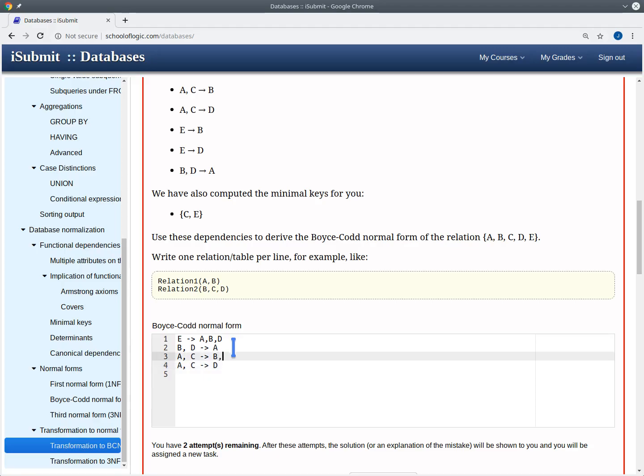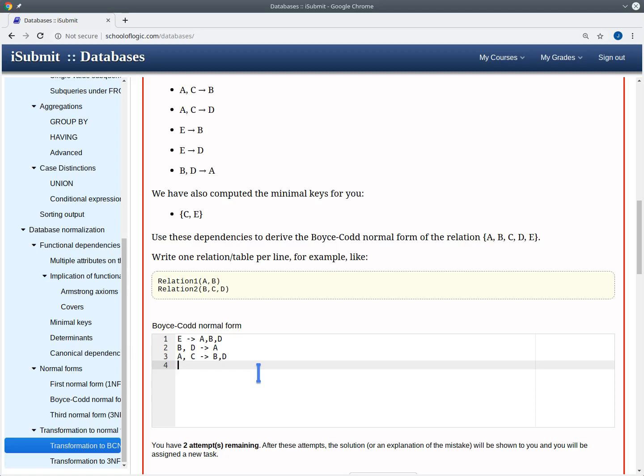For the AC, clearly we get B and D. What more do we get? If we compute the cover of AC, we get A, B, C, D. From A, B, C, D, what else can we apply? We have BD, we get A we already have. And the first one is not applicable, so we are done. Because we have AC already on the left, we only have BD on the right. Okay. So these are the three functional dependencies with maximized right-hand sides.